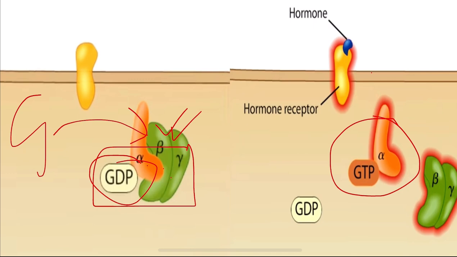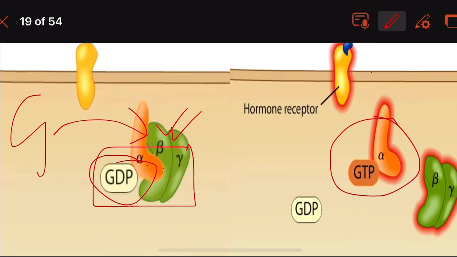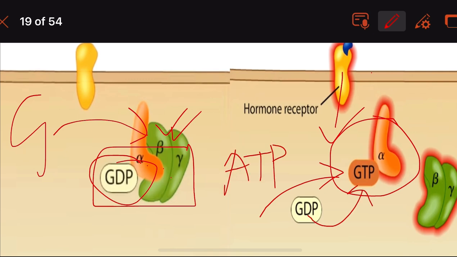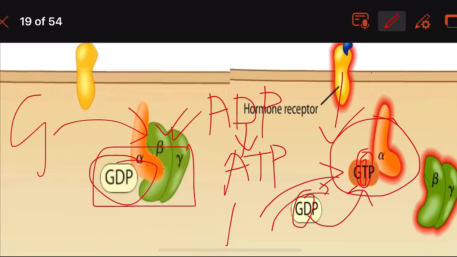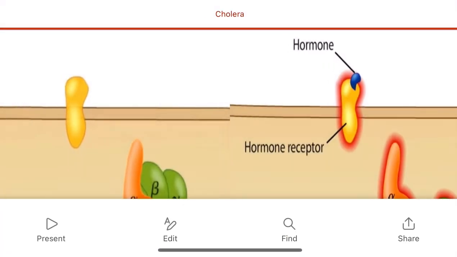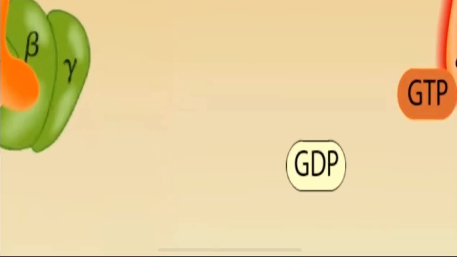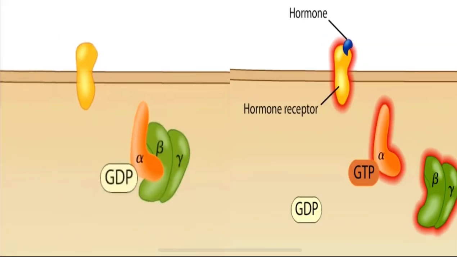We see here the G protein releases GDP and takes up GTP, just like ATP and ADP, an example I'm saying. Similarly, it releases GDP and takes up GTP. Only D to T. Is it clear? From GDP, it gets GTP. GDP to GTP. And then we see that the activated alpha subunit has now got separated.